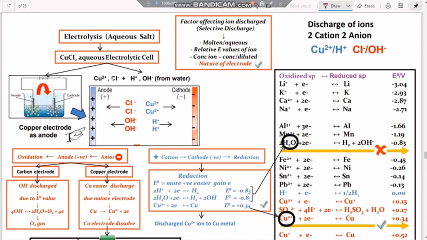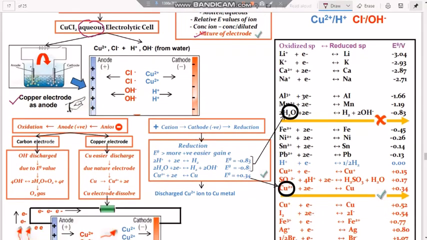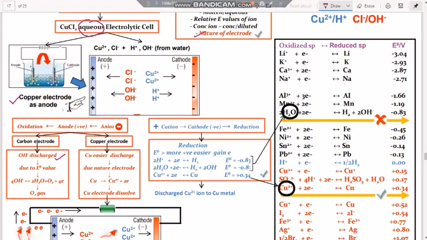See, another factor here is the nature of the electrode. Here we are taking copper electrodes. We are not taking inert electrodes. In inert electrodes, the product is different. In the case of copper electrodes, if you take an aqueous solution of copper chloride, then OH gets discharged at the carbon electrode, and at the copper electrode, copper gets easily discharged.